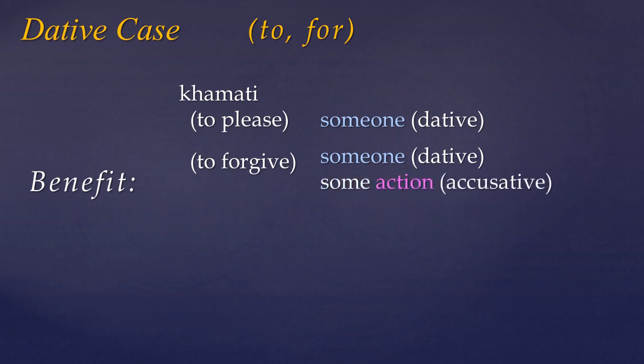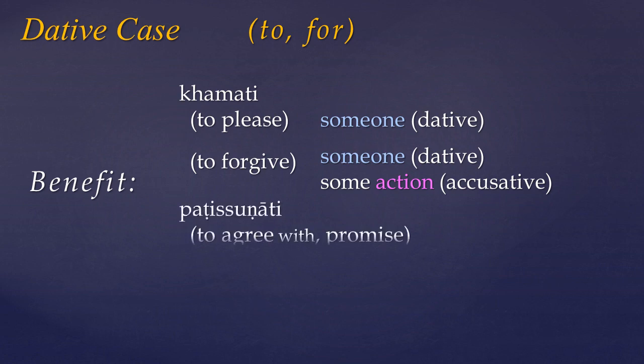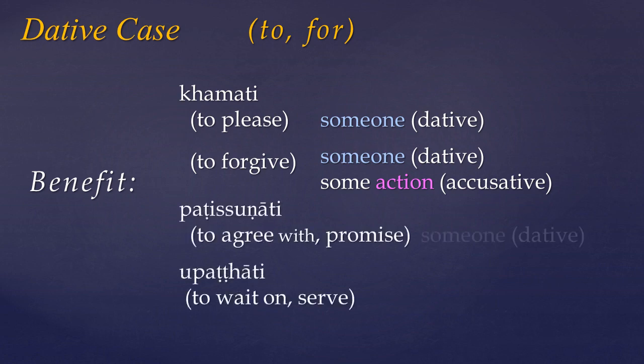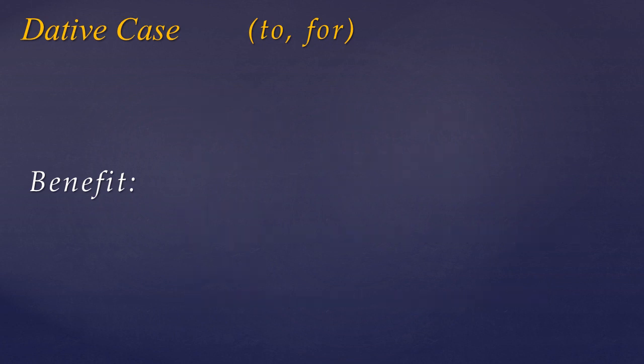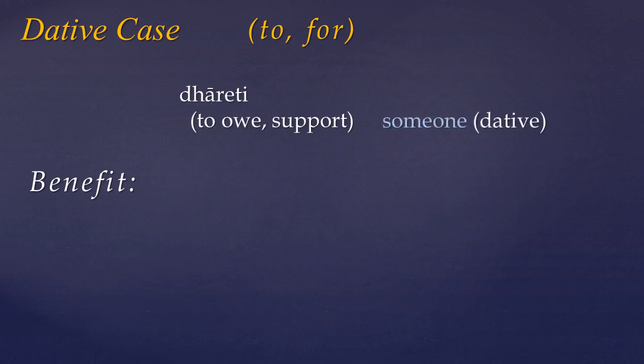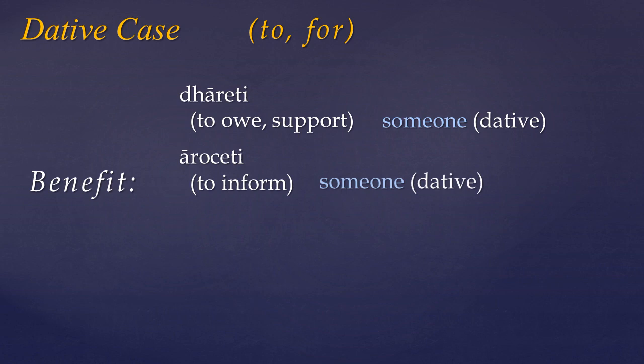But if it's an action or an indiscretion, then the indiscretion goes in the accusative case as a direct object. And we can see the same is true with verbs to agree or to wait on. The person agreed with or waited on is in the dative case, because they are the ones benefiting. This quality is true of many causative verbs too, like to owe or to support. The person owed or supported will be in the dative case. And the same is true of the verb to inform. The person informed is seen as benefiting, and so is in the dative case.